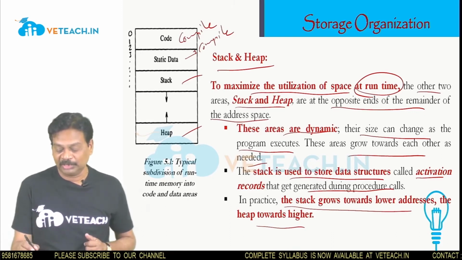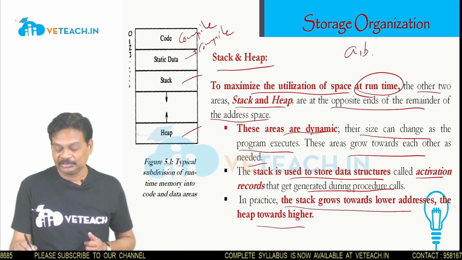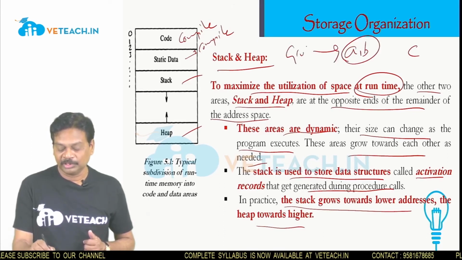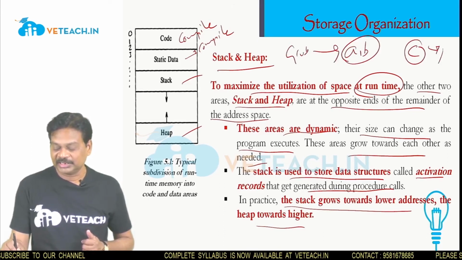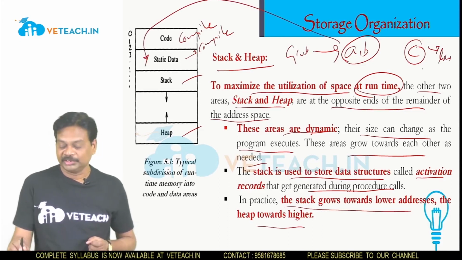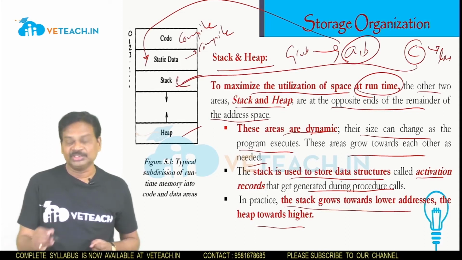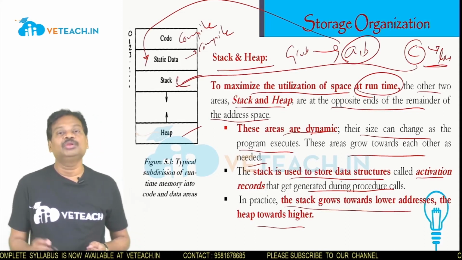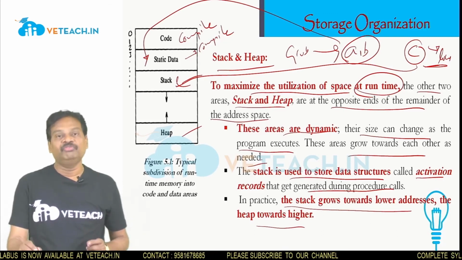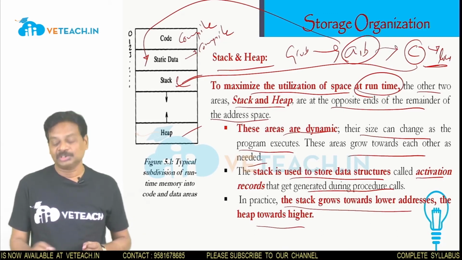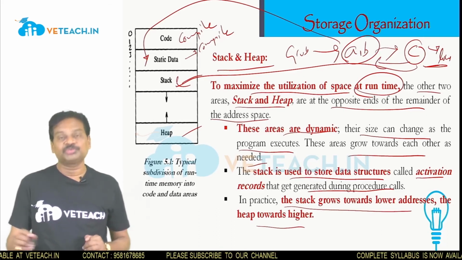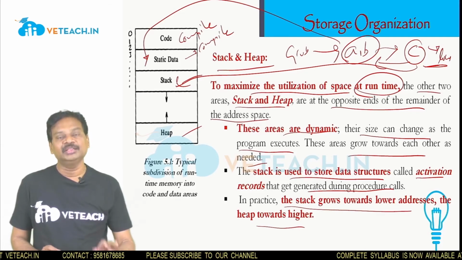For example, I have A, B, and C. A and B are declared as global variables and C is declared as a local variable. Here A and B are stored in the static data and C is stored in the stack, because C is local to a function, whereas A and B are global variables. A and B can be used by the function, but C cannot be used by other functions of the main program. So this is what we call the static area and the stack area.